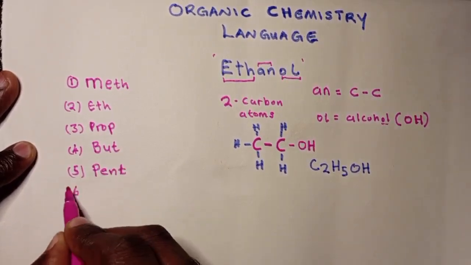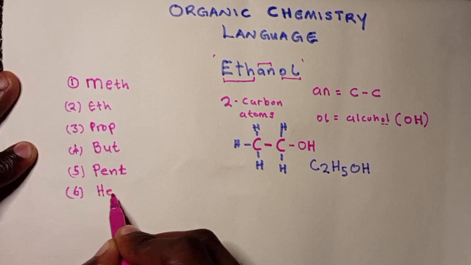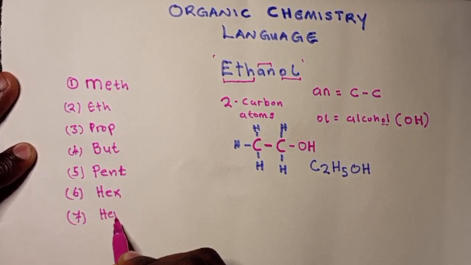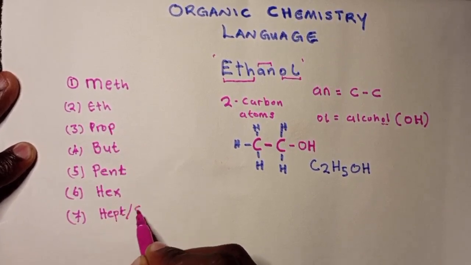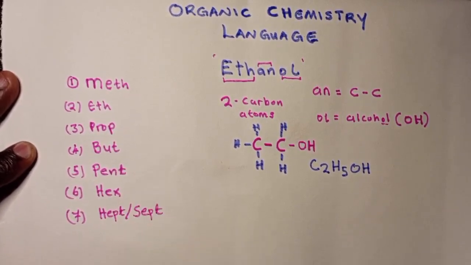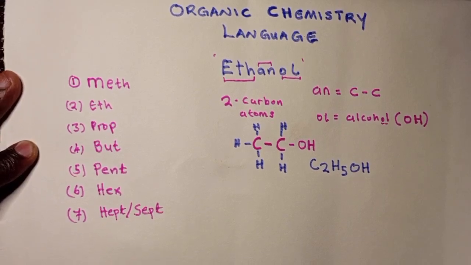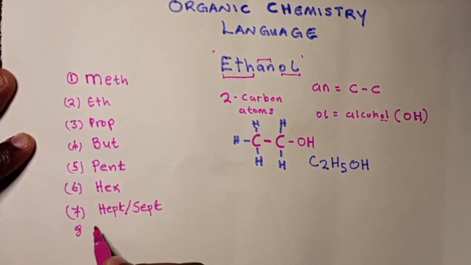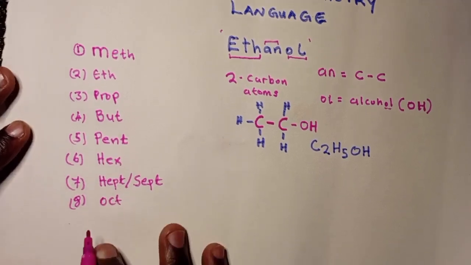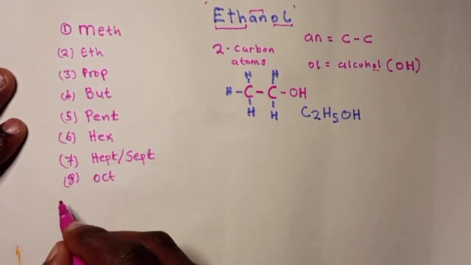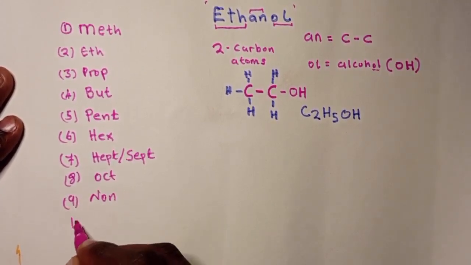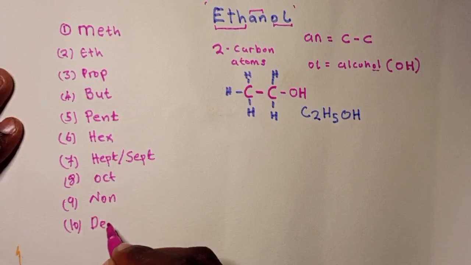Okay, 6, we have what we call hex. 7, we have what we call hept, but sometimes it can be sept. Okay, we can go on and on. Okay, let's maybe go up to oct. Okay, maybe we can go all the way up to 10. Let's just reach up to 10. Non. 10, this is the dec.